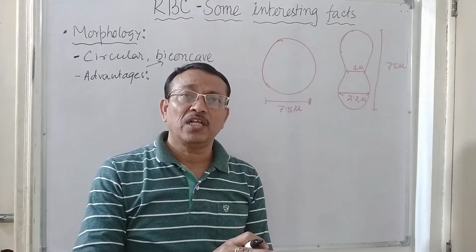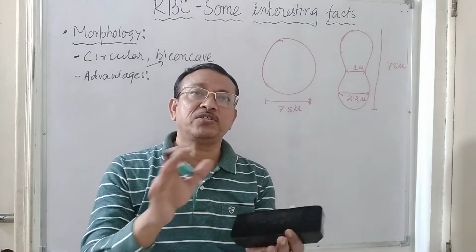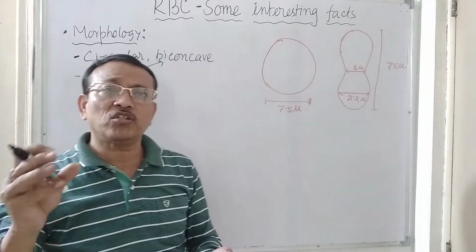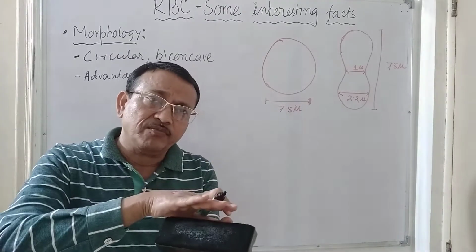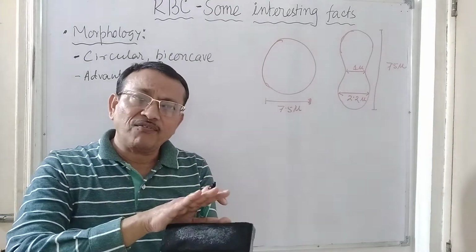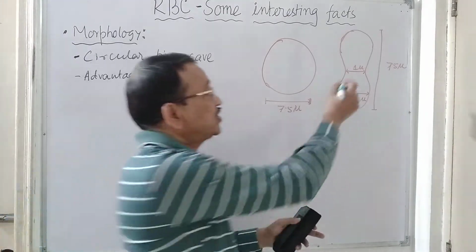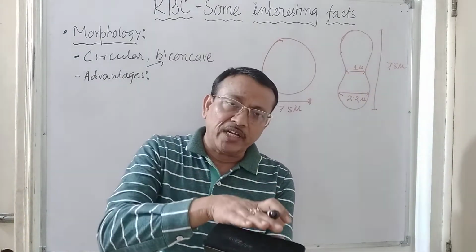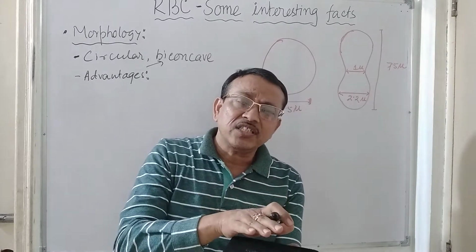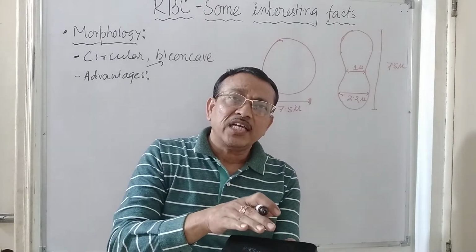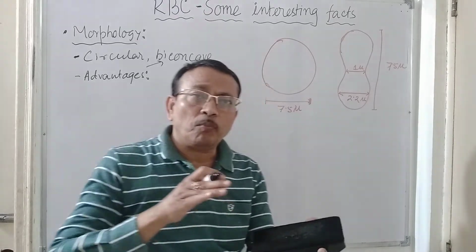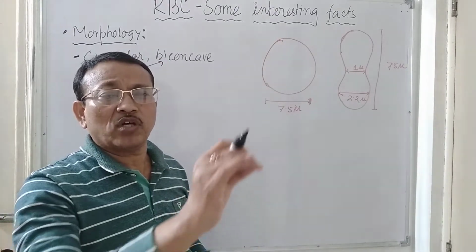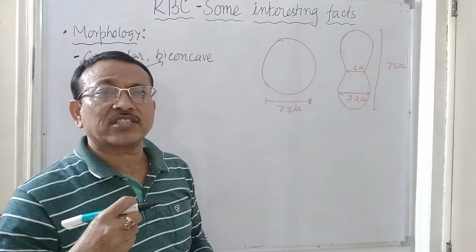This is possible by folding the RBC. Once the RBC enters into the blood capillaries, it will be folded. So the diameter will be half, and this folding is possible because the central part is thin. As the central part is thin, it will automatically be folded. It will be squeezed so that the RBC can pass through the narrow blood capillaries to give the oxygen supply to the tissues and collect the carbon dioxide from the tissues.